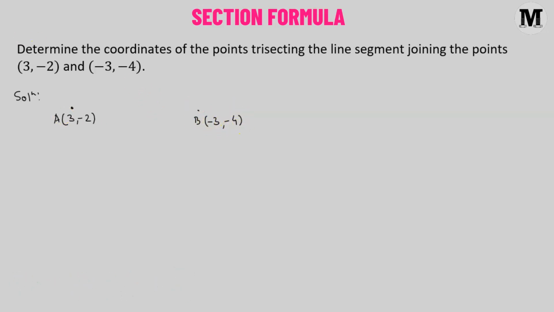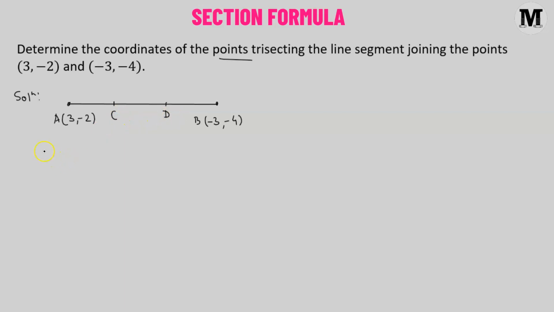So let's join the 2 points A and B. Now here, we'll have to find out the coordinates of the points that are trisecting the line segment. Trisecting means it's dividing the line segment into 3 equal parts. So let's say we have one point at C and the other point at D. So our goal will be to determine the coordinates of points C and D.